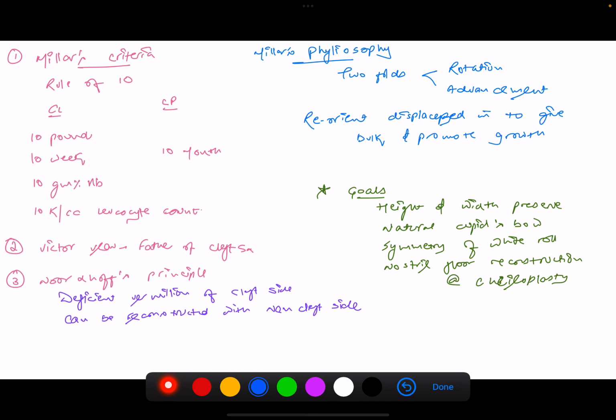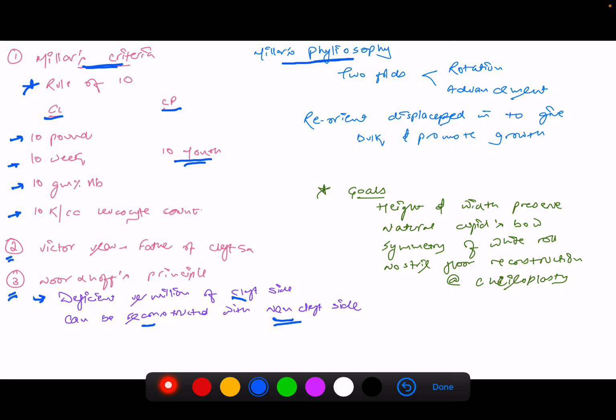This slide signifies the importance of various authors. First one is Millard criteria. So basically, he gave the rule of 10. For cleft lip, it is 10-pound weight, 10 weeks, 10 gram percent hemoglobin, and 10,000 cc leukocyte count. While for cleft palate, the only change is 10 months. Second, Victor Veau was the one who was known as father of cleft surgery. And third is Noordhoff principle. He stated that deficient vermilion on cleft side can be reconstructed with excess on non-cleft side.